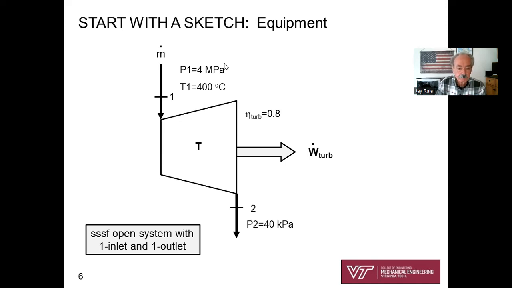We've got m dot coming into the inlet state, exact same m dot leaving, because we've got a steady state, steady flow, open system with one inlet and one outlet. The problem statement said there was no heat transfer, fully insulated. That's why I'm not showing Q dot on this sketch, but I am showing W dot out of the turbine. Turbine efficiency, 80%. This is plenty to go out and solve for W dot of the turbine. Before I show you how to do it, I hope you're thinking in your mind, how would I do this?